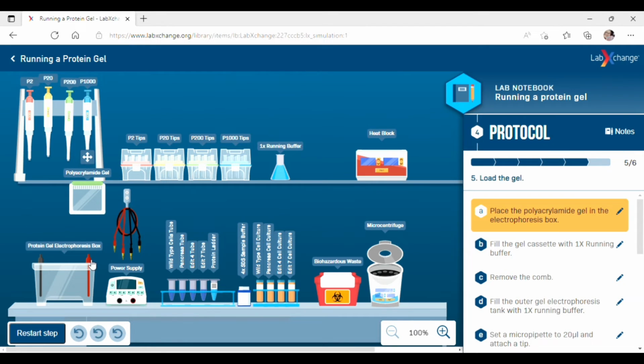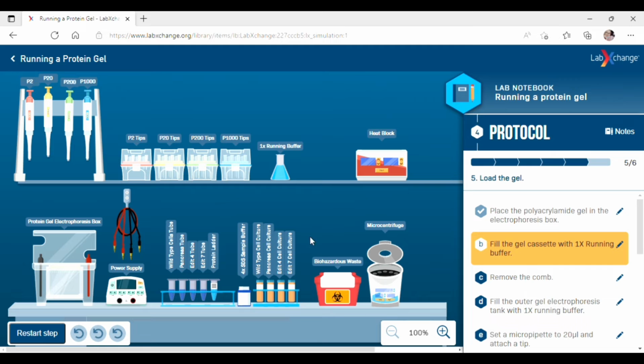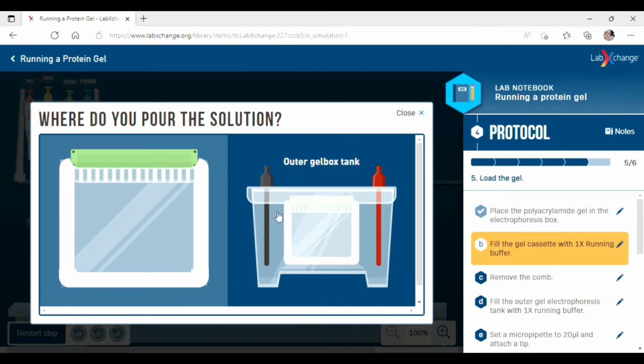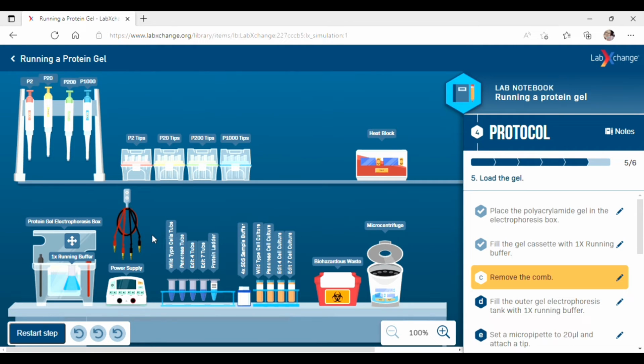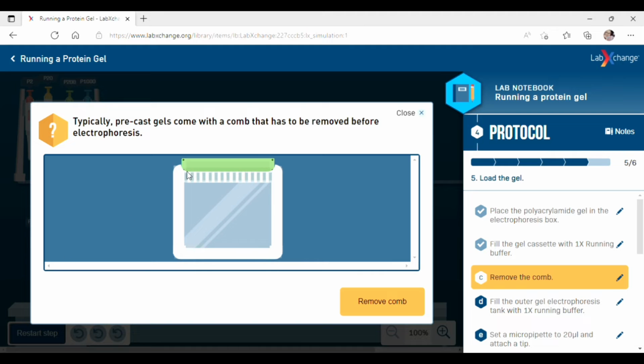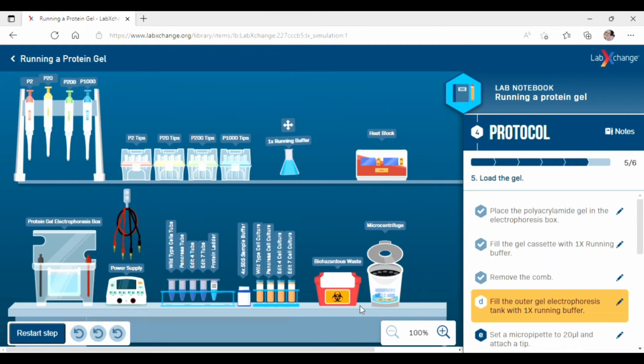After that, place the polyacrylamide gel into the electrophoresis box. Fill the gel cassette with one-time running buffer. After that, we can remove the comb. Fill the outer gel electrophoresis tank with one-time running buffer.